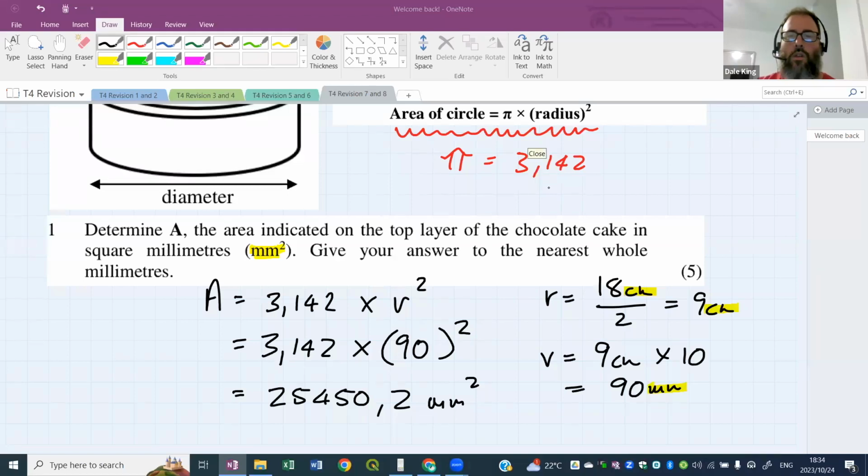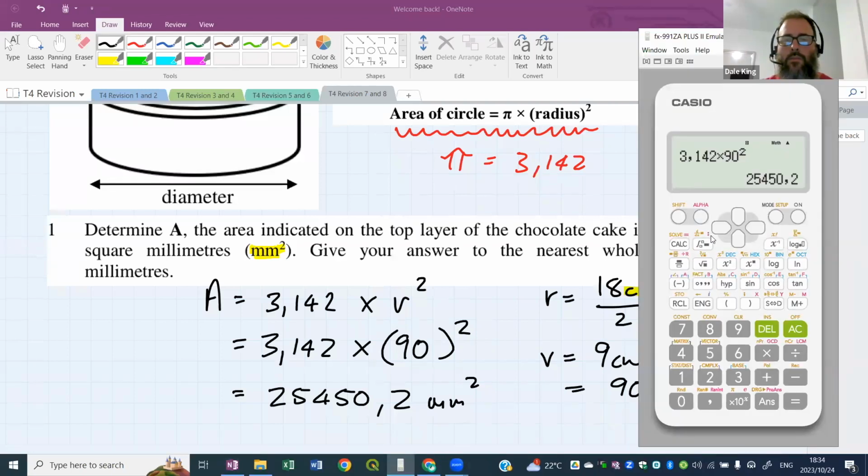Mohammed, just check your screen. Yes. Hello, sir. So what I did is 3.142 times, and I put 90 in brackets, and then I put square, and I get 25.45, because the formula says radius in brackets squared. Try it, and you get 25.45. So, rounded it off, right? Check my 90 in brackets, sir. Put 90 in brackets.